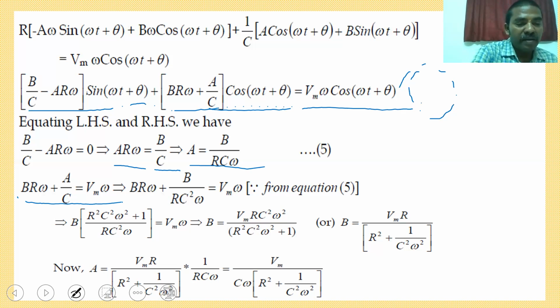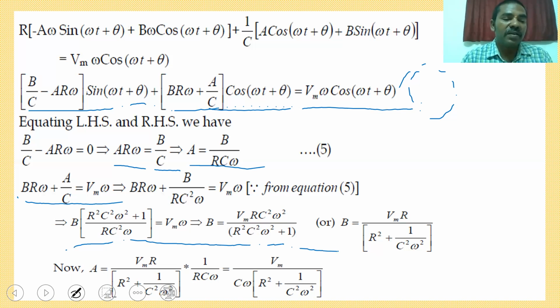Okay, so then B into r square c square omega square plus 1 divided by rc square omega is equal to Vm omega. So that implies B is equal to Vm r c square omega square divided by r square c square omega square plus 1, or B is equal to, after simplification by cancellation and taking equal parts, Vm r by r square plus 1 by c square omega square.